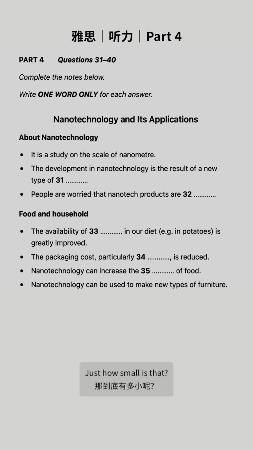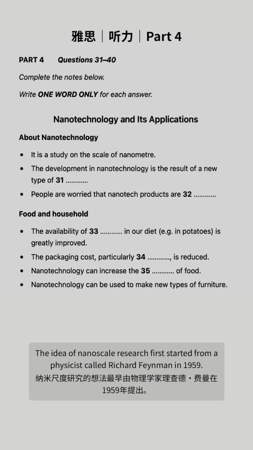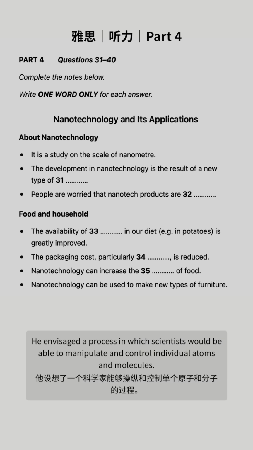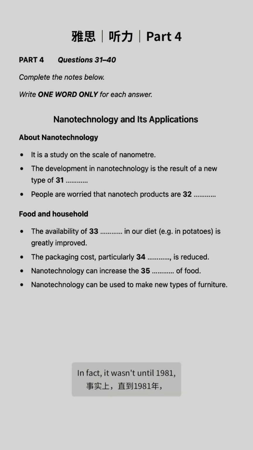Just how small is that? A nanometer is 1/1000th of a meter. The idea of nanoscale research first started from a physicist called Richard Feynman in 1959. He envisaged a process in which scientists would be able to manipulate and control individual atoms and molecules. In fact, it wasn't until 1981, with the invention of a special kind of microscope, that modern nanotechnology truly began.